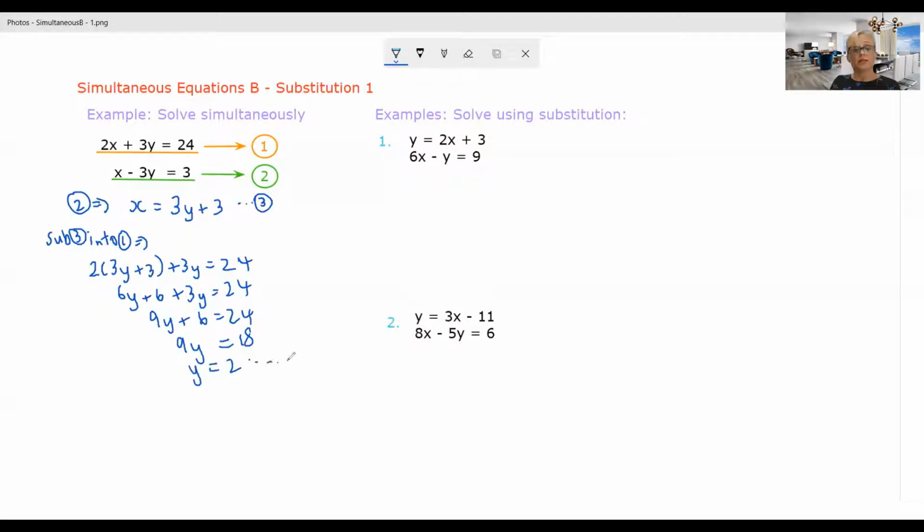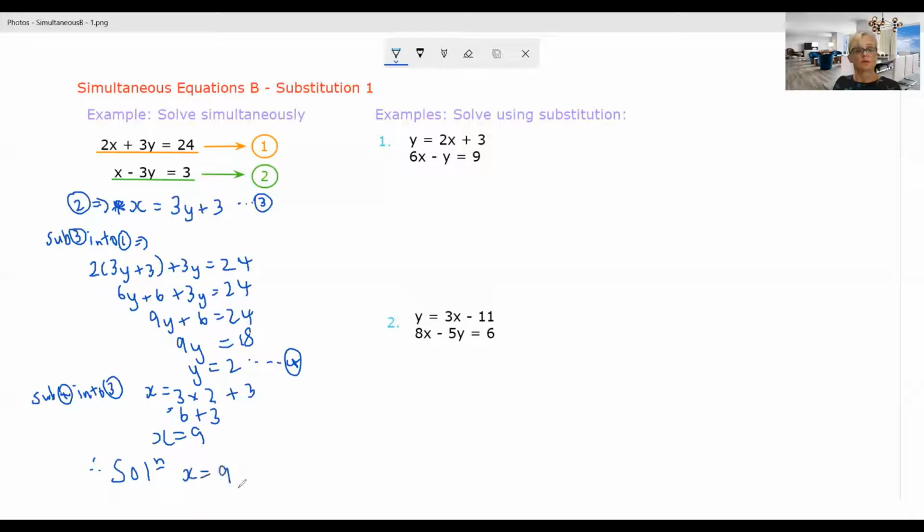Now you're not actually done yet. A lot of people forget and think that they're done. They get a bit excited. They've found what y is. Well, you're not completely done yet. Now you're going to sub that back into this one. You could sub it into any of the equations, but this is the most sensible one to sub it into to find what x is. So sub this into equation 3. So x is 3 times our y value plus 3, which is 6 plus 3, which is 9.